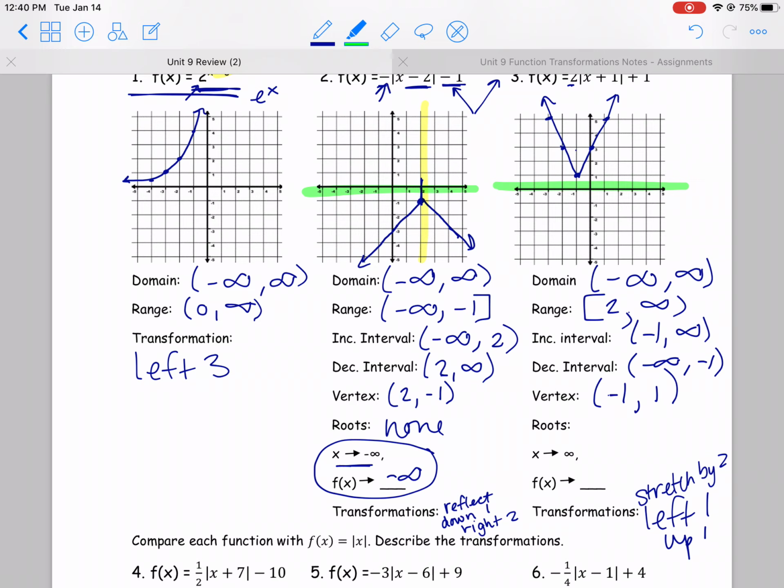Roots, again, not touching the x-axis, so we have none here. End behavior, in both cases, looking left or right. This one's saying look right. It's going up, so to positive infinity.